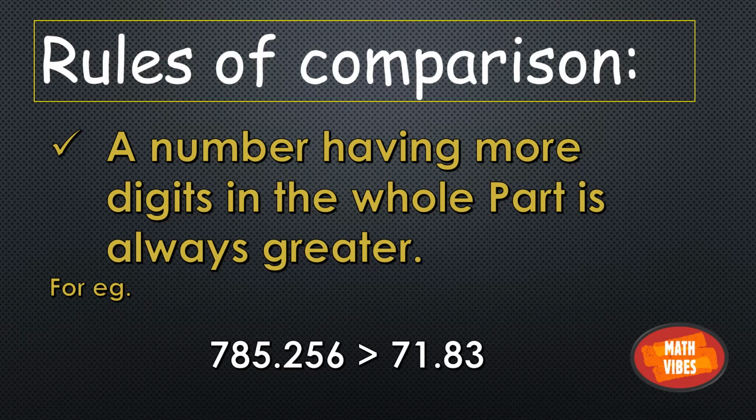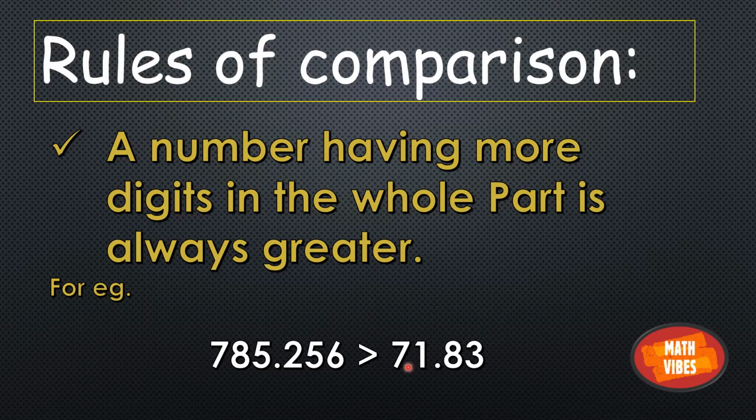Okay, so let's look at the first rule. The first rule is that the number having more digits in the whole part is always greater. Now you know that in a decimal number there are two parts, the whole part and the decimal part. Whenever you have some numbers for comparison, the first step is to count the number of digits in the whole part. 785 here. Now compare it with this number, 71. This is 785 and this is 71. Obviously 785 is greater than 71.